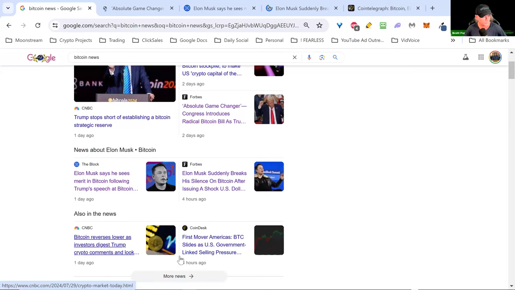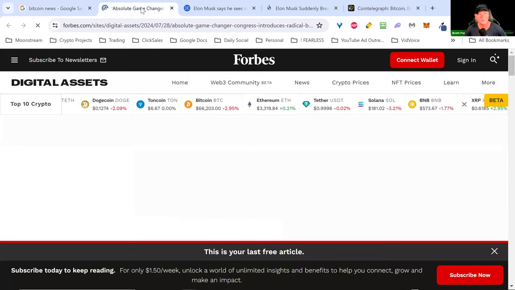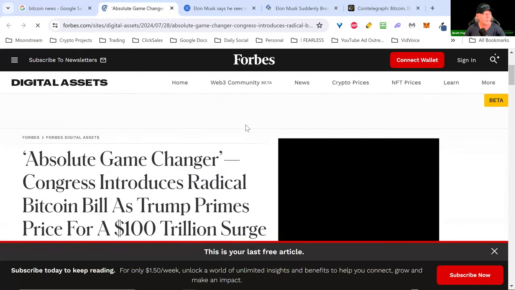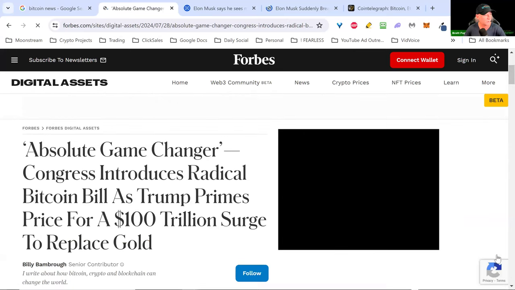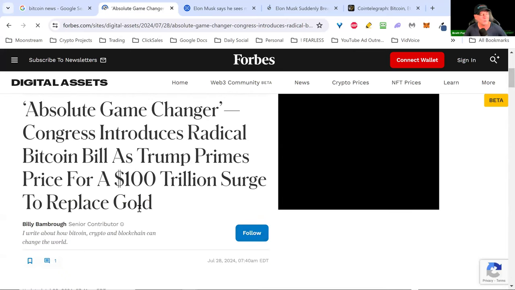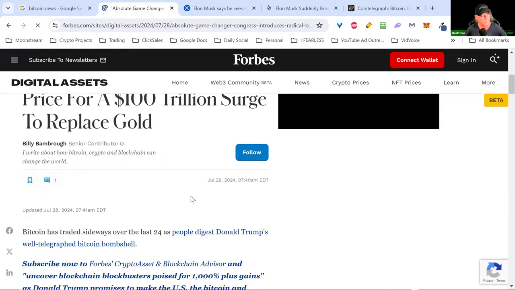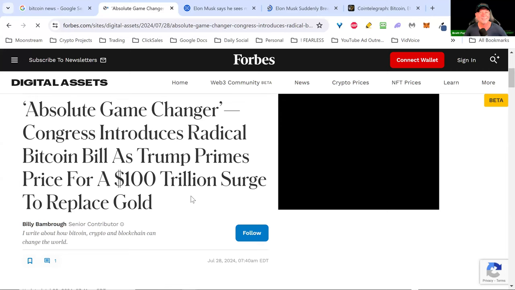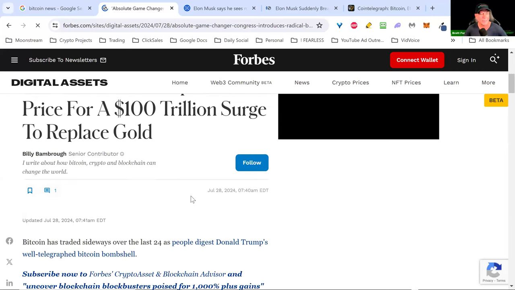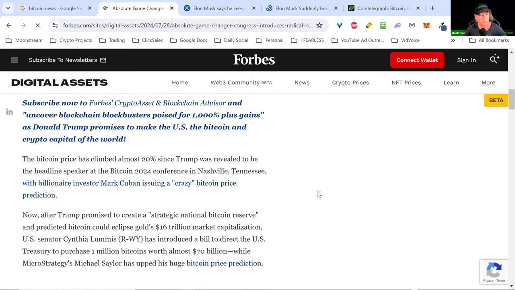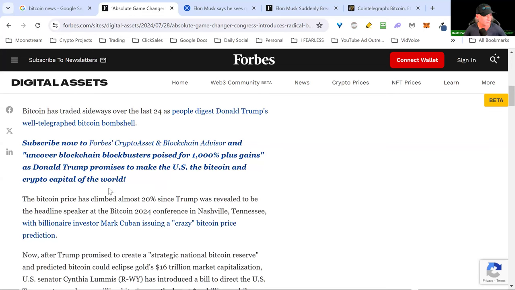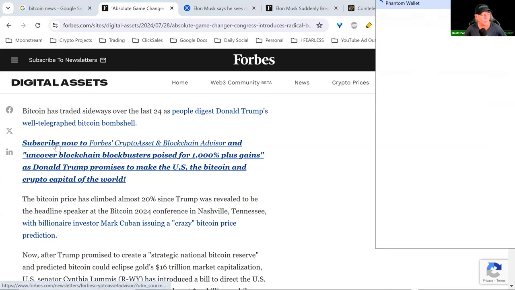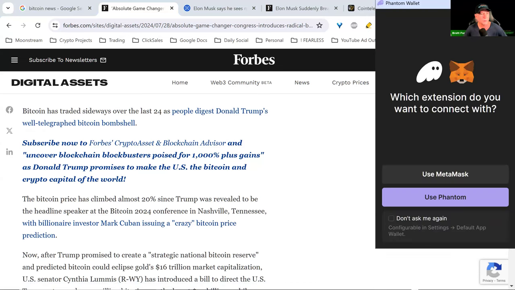I don't want to go too far into the news, you guys. I want to get to the charts, which I do have pulled up here. So we have the absolute game changer: Congress introduces radical Bitcoin bill, as President Trump primes price for a $100 trillion surge. Again, this clickbait headline is designed to get you to click, read, follow and subscribe, but also buy and click on their ads and everything else. So keep that in mind. And I'm not sure why my wallet opened there.